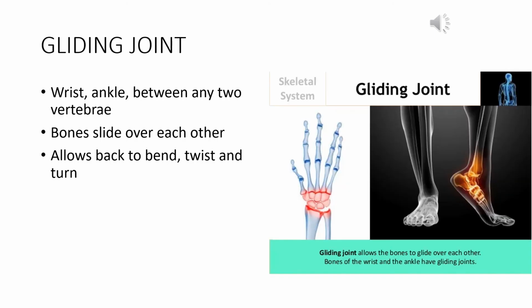The fourth and the last type of the movable joint is called the gliding joint, which is present in the wrist, ankle, and between any two vertebrae of our vertebral column. In this gliding joint, the bones are gliding or sliding over each other. They almost rub over the surface of one another. So it allows our back to bend, because there are gliding joints between the vertebrae, and to twist and turn in a sidewise direction.